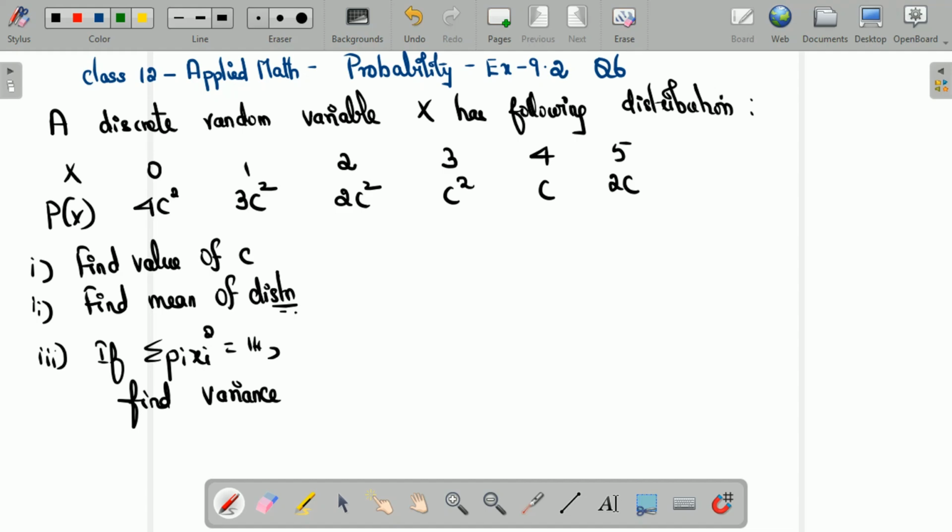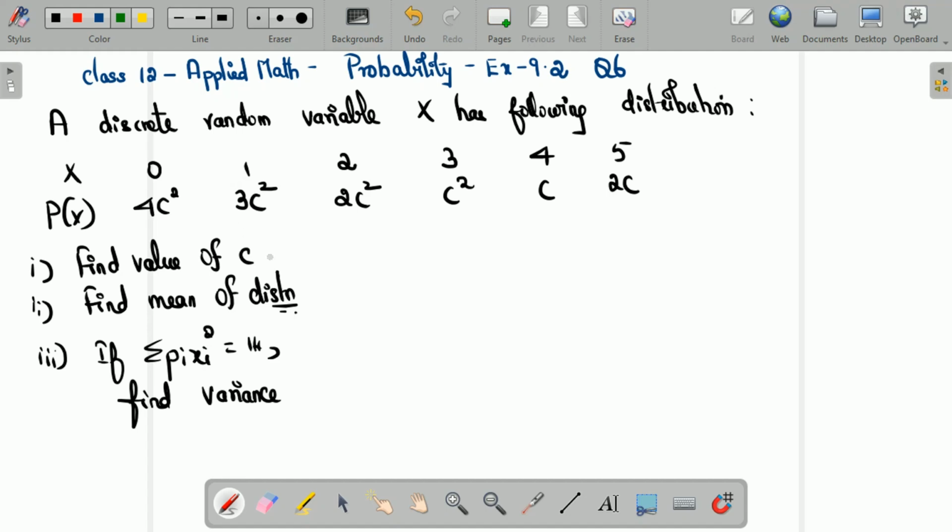In this video, let's find the solution for the sixth question in exercise 9.2. A discrete random variable x has the following distribution. So x is distributed from values 0 to 5 and their corresponding probabilities are given. Find the value of c, find the mean of the distribution, and in the third subdivision, if sum of pi xi squared is equal to 14, find the variance.